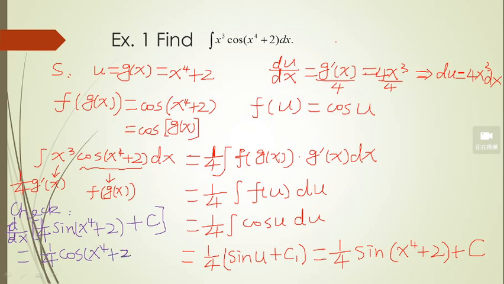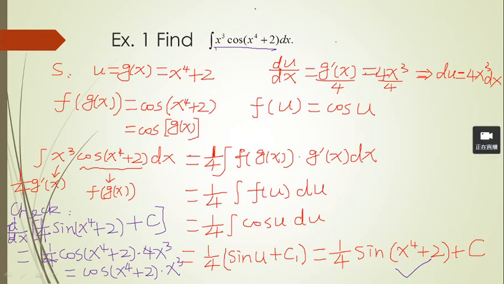Cosine u times du over dx. u is x to the 4 plus 2, so du over dx gives 4x cubed. And the derivative of the constant c gives 0. So the 4 and 1 over 4 cancel out, and we have cosine of x to the 4 plus 2 times x cubed. That is the integrand, right? So that means the function we worked out is right.